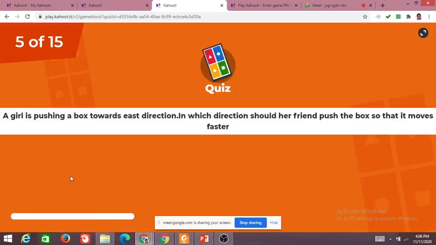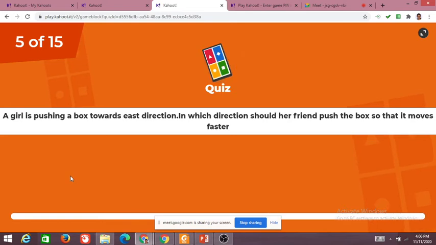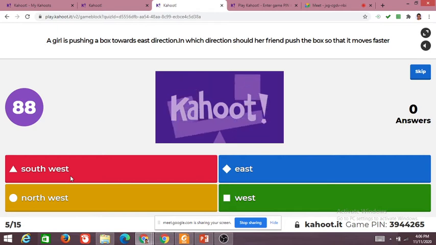A girl is pushing a box towards the east direction. In which direction should her friend push the box so that it moves faster? Southwest, east, northwest, west. A girl is pushing a box towards the east direction. So in which direction should her friend push the box so that it moves faster? Red is southwest, blue is east, yellow is northwest, and green is west.